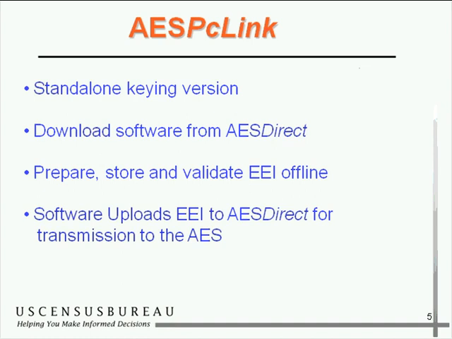Again, the software may be downloaded from AES Direct, or you can install it directly from a CD. Now, AES PcLink, much like AES Direct, has full local validation of all key data in order to maintain AES data quality. Now, the only elements that the PcLink software cannot check live are license numbers for license shipments, VIN numbers when reporting used vehicles, and the carrier code information.